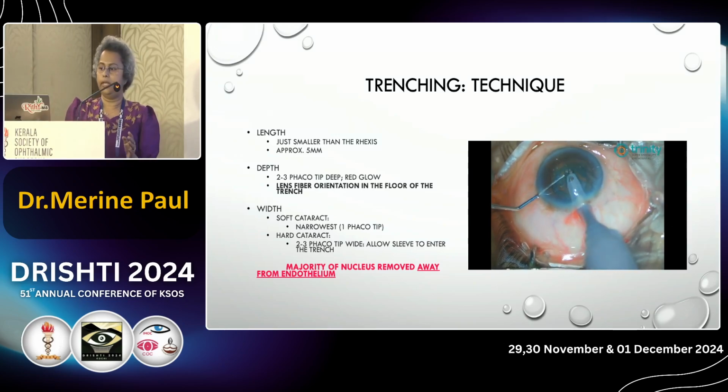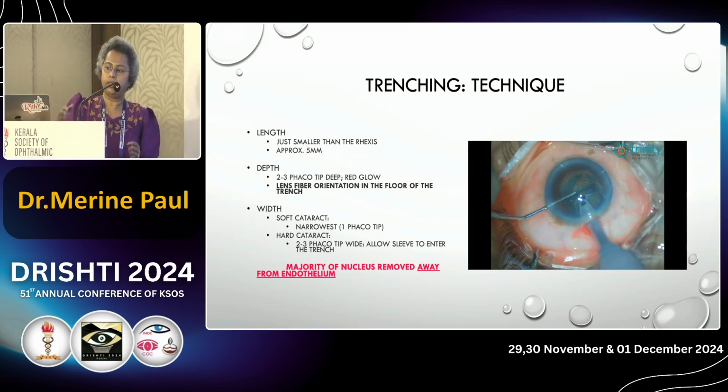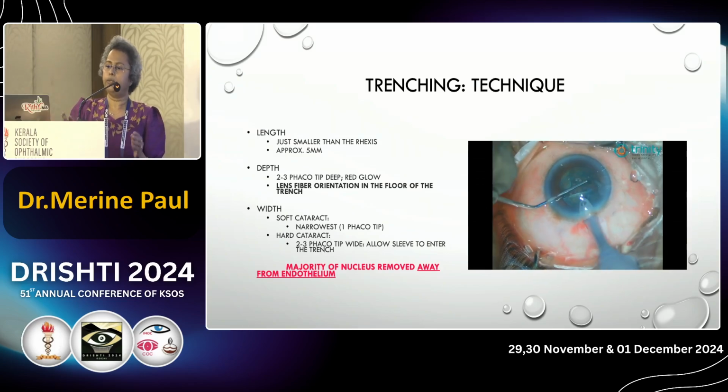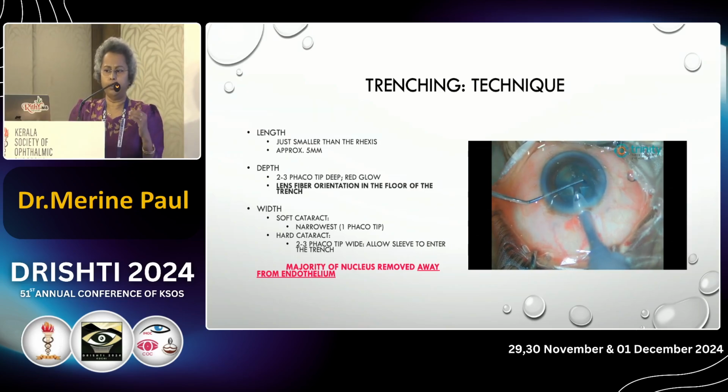It takes more time, definitely. And so you see, you make that trench each time right up to the center, stop there, rotate, and go ahead and make the other trench again. The length of the trench should always be smaller than the rhexis, approximately 5 millimeters. The depth should be about 2 to 3 phaco tips.